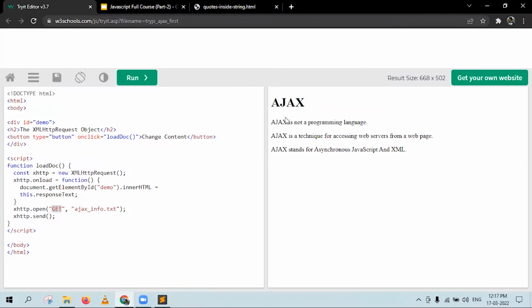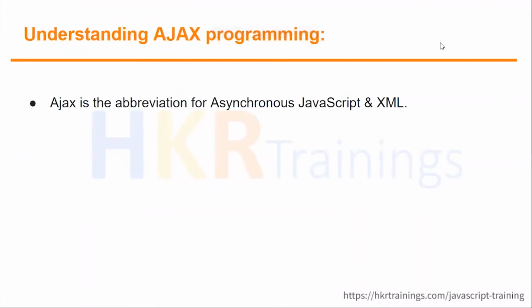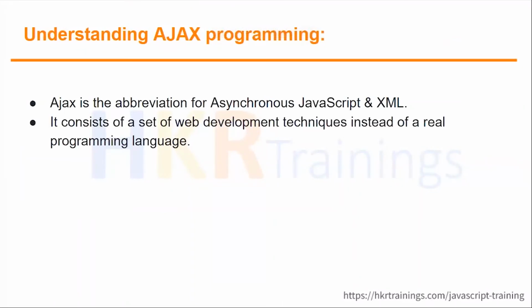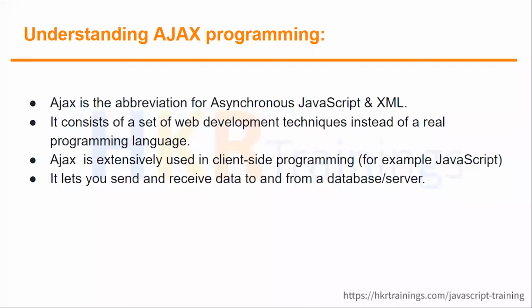So AJAX is not a programming language. It's a technique, obviously it's a technique. So it's not a language actually. This is how that AJAX call will be happening along with this XML HTTP request. AJAX is the abbreviation: AJAX stands for asynchronous JavaScript and XML. So it consists of a set of web development techniques instead of a real programming language. So AJAX is extensively used in client-side programming.